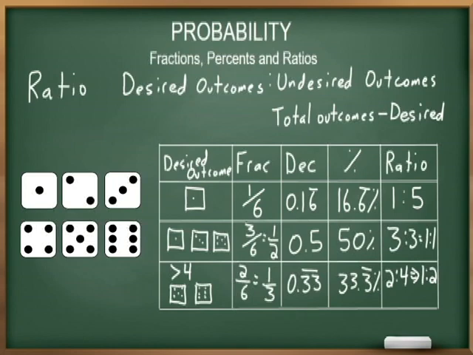What a ratio tells us essentially is how often we would get a desired outcome compared to getting an undesired outcome. So for a 1, we would end up rolling a 1 one time for every 5 times that we don't roll a 1. For an odd number, we would end up rolling them at the same rate. So for every 1 desired outcome, we should receive 1 undesired outcome, and for over 4, for every 1 that we roll, we should roll 2 undesired outcomes.